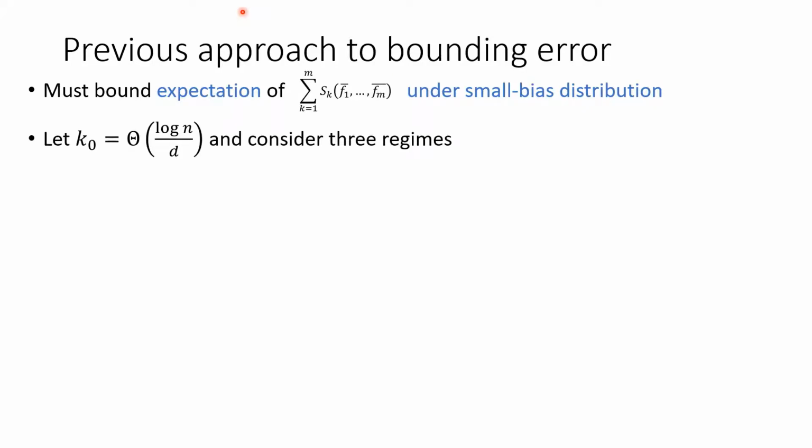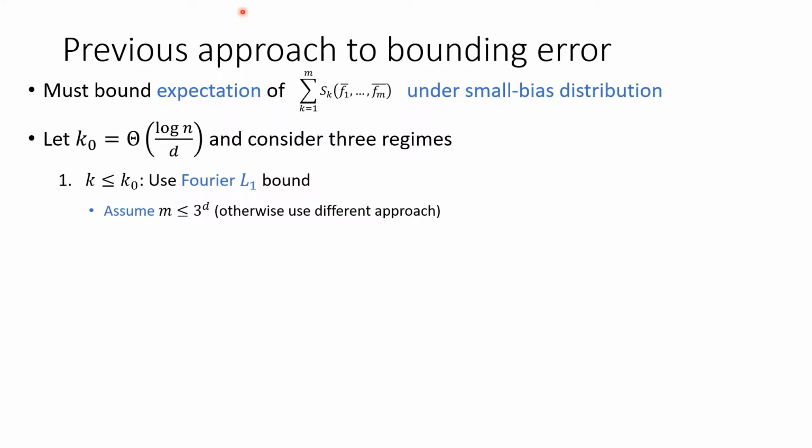We split the sum up at this cutoff point, k0, which is roughly log n over d. Remember that d is the degree of the polynomial. For the early error terms, when k is less than k0, we use some straightforward Fourier analysis to argue that the small bias distribution fools these terms. For this to make sense, we're going to assume that the number of terms is at most exponential in the degree. That way, the total number of monomials inside one of these early sk terms, m choose k, is bounded by 3 to the d times k0. By our choice of k0, this is a polynomial in n, so our small bias distribution can take care of it.